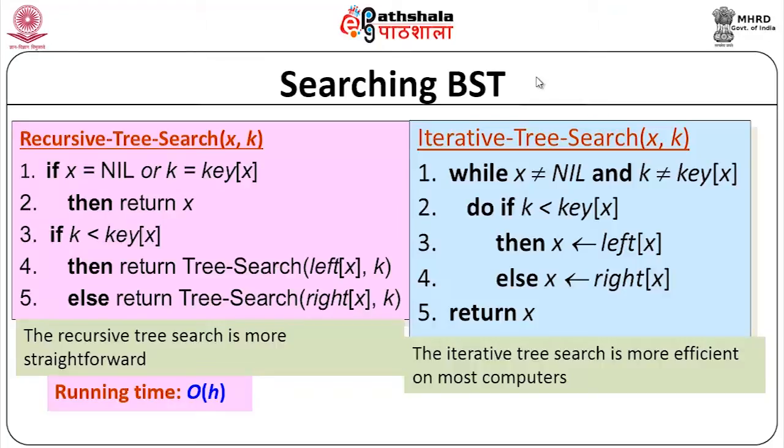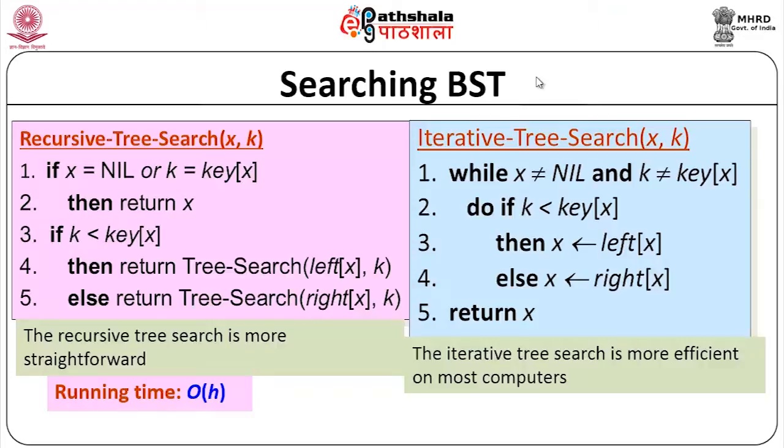Now, if k, the key that you want to search for, is less than the key at the root, then in this recursive algorithm you return tree search of left of x, that is, you go to the left subtree with the key. That means you recursively call tree search with the left subtree, or if it is greater than, you call tree search with the right subtree. So, this is the algorithm.